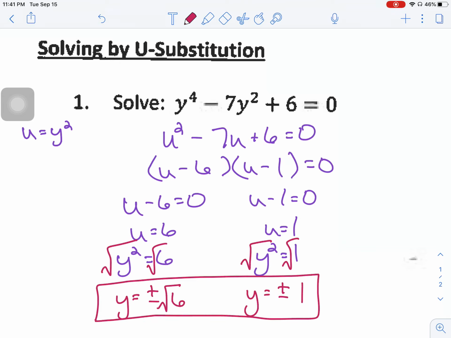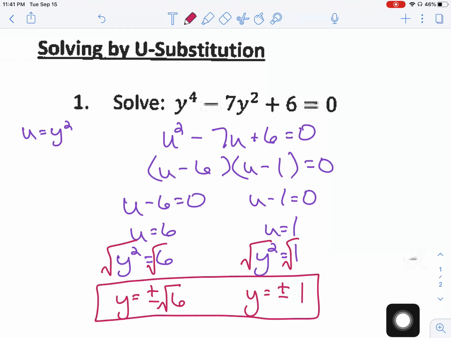Actually, I should say those, if I'm being grammatically correct, because it's not one answer, it's not 2 answers, it's actually a total of 4 answers. You've got positive root 6, you've got negative root 6, so that's 2 answers here. You have positive 1 and you have negative 1, so that's 2 answers here for a total of 4 answers.